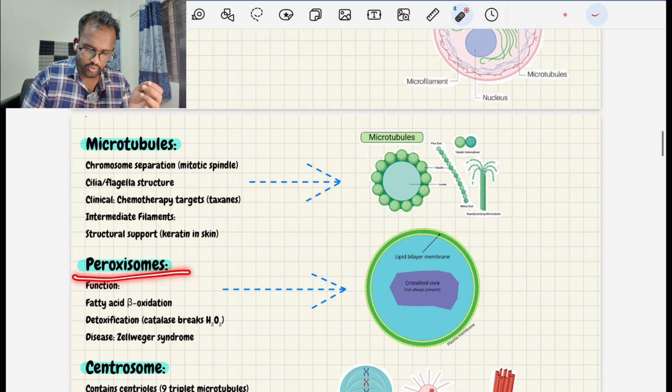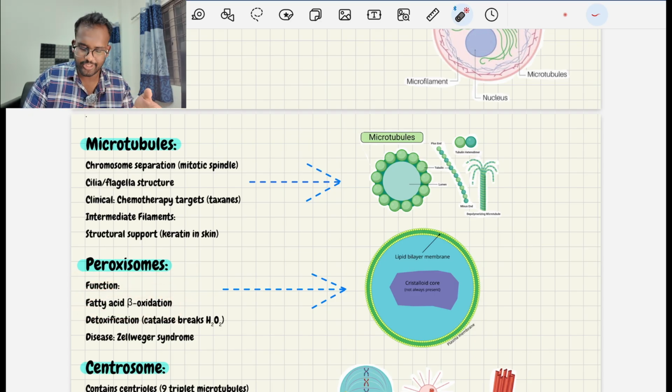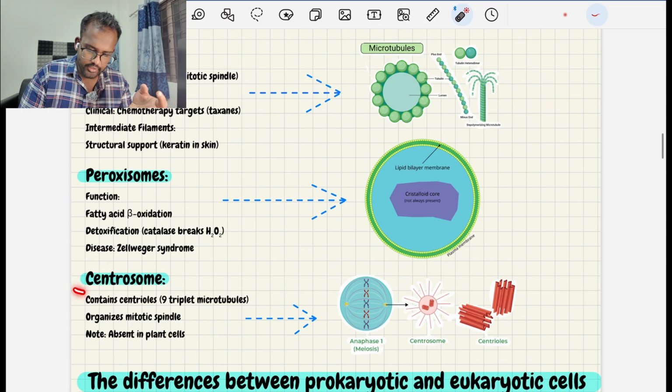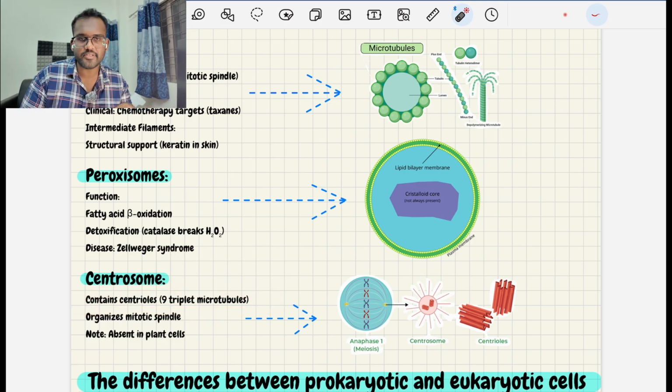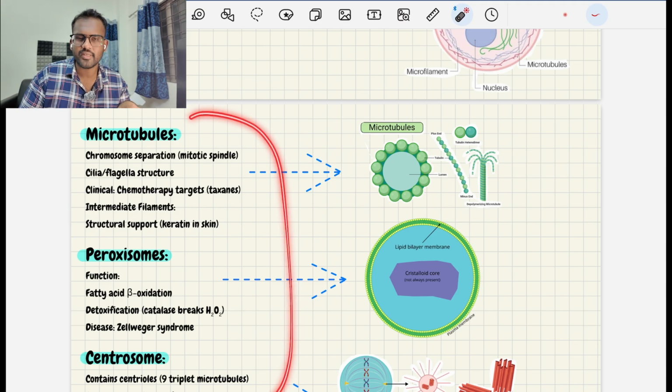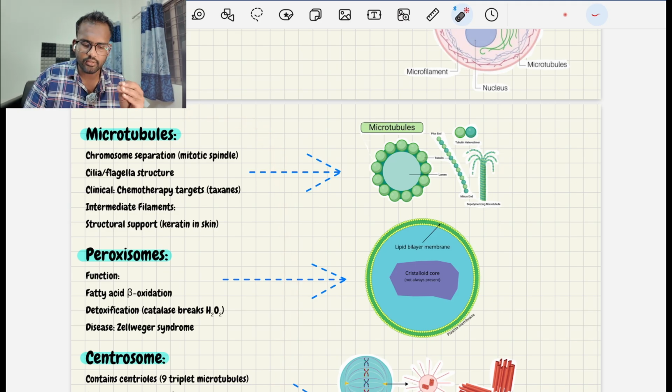And we have peroxisome. It functions in fatty acid synthesis, like beta oxidation. And we have centrosomes. These centrosomes contain centrioles, 9 triplet microtubules organized in the mitotic spindle. Okay, absent in plant cells. This is not important, but I have just kept it so that you can cover this also. This is not very important.